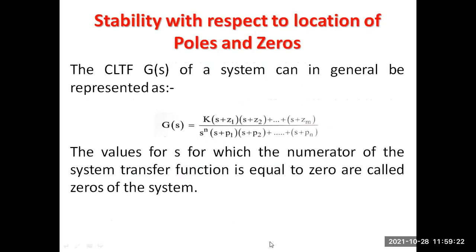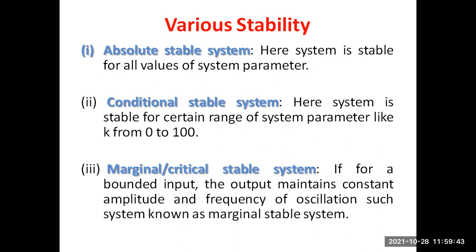Now, next is the stability with respect to the location of the poles and zeros. Do you have any idea of the poles and zeros? Sir, I was asking about the third stability system, the marginal type. Marginal. Yeah. For example, I will show you.